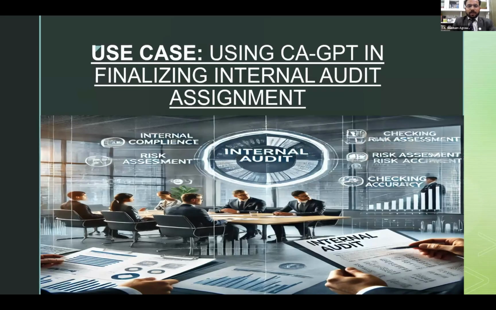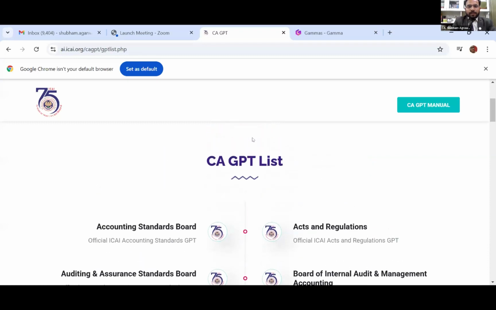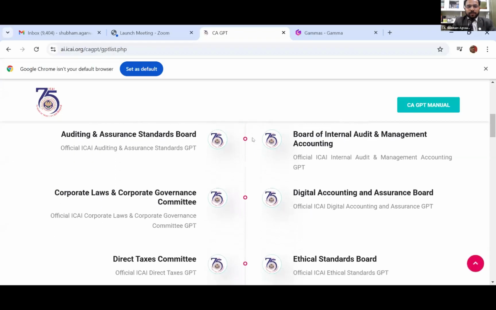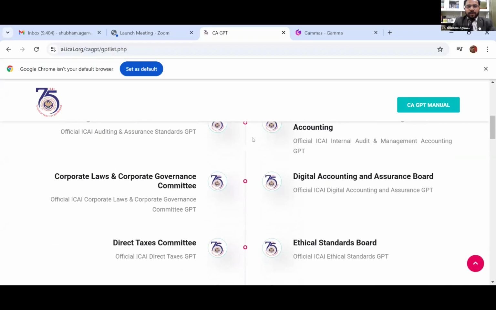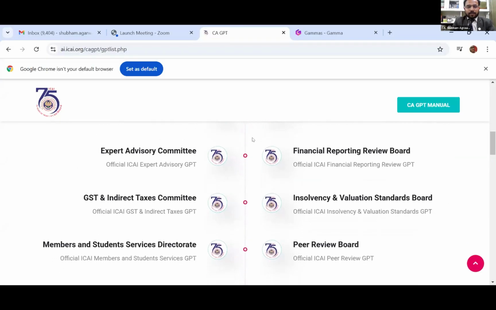I'm demonstrating it. This is the user interface of CA GPT. Initially, ICAI launched 18 different GPTs. Now it's extended to 21 different GPTs. According to our problem, we can select the appropriate GPT so that we can get the exact answer.